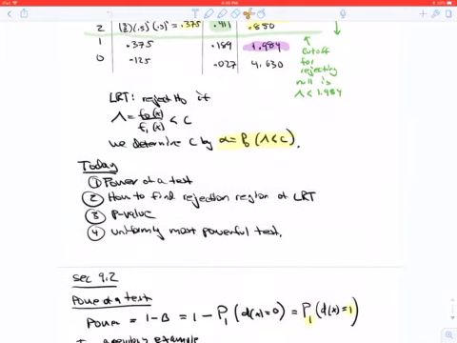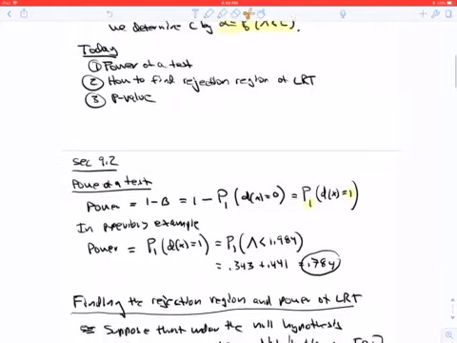So today we're going to look at the power of a test and how to find the rejection region of the likelihood ratio and how to find a p-value.